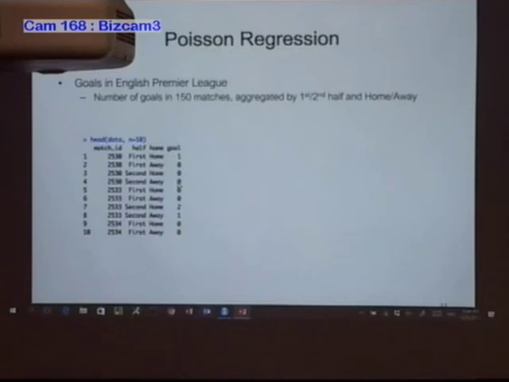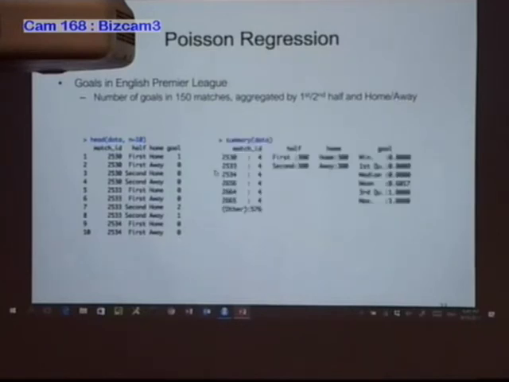I'm counting the goals in these 4 groups for each match. So I have 150 matches. For each match, I have 4 different data points. So in total, I think there are 600 data points. That's the overview of the data.